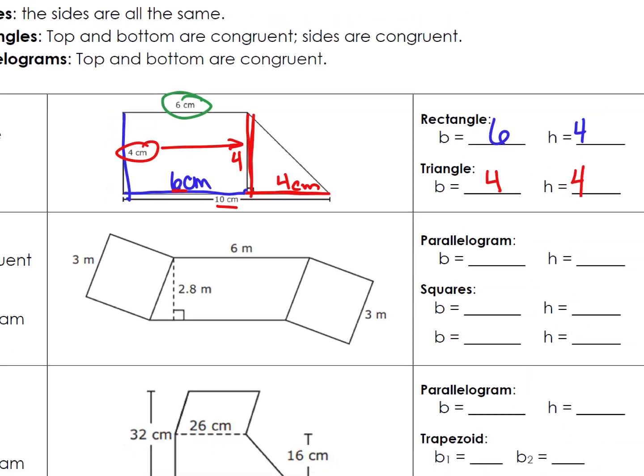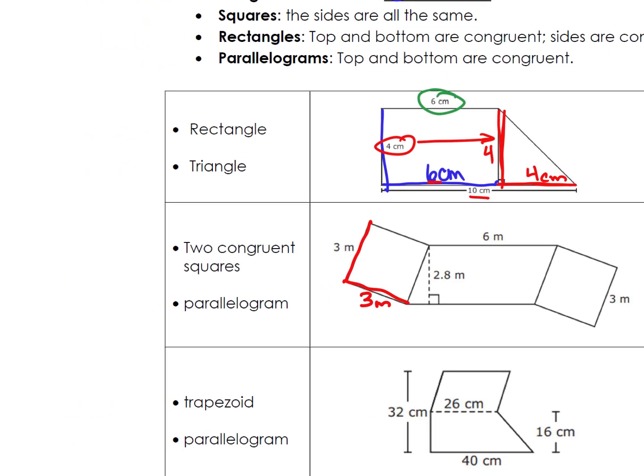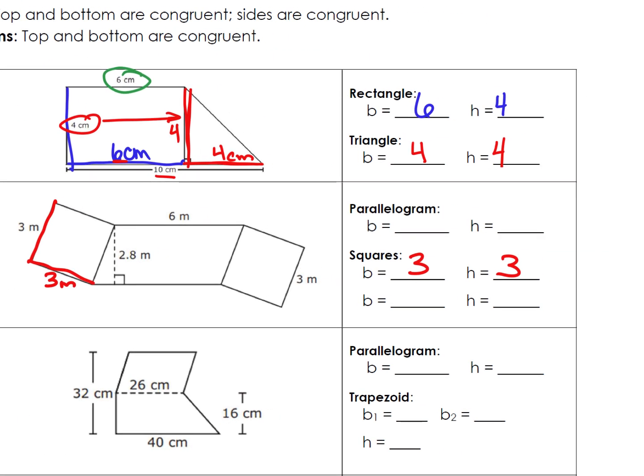Okay, let's look at our next shape. The next shape, we have 2 squares, one on each end, and then we have a parallelogram in the middle. So let's start with the squares. We need a base and a height on the squares. And squares have all the sides the same, right? So if that is 3, then so is the base. So the base and height is 3. My description also tells me that the squares are congruent. So that means it's the same over here. This is also 3 by 3. They're identical.